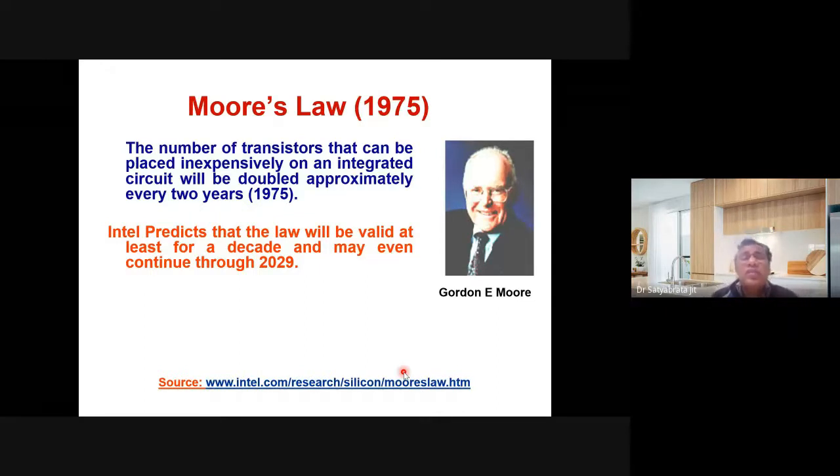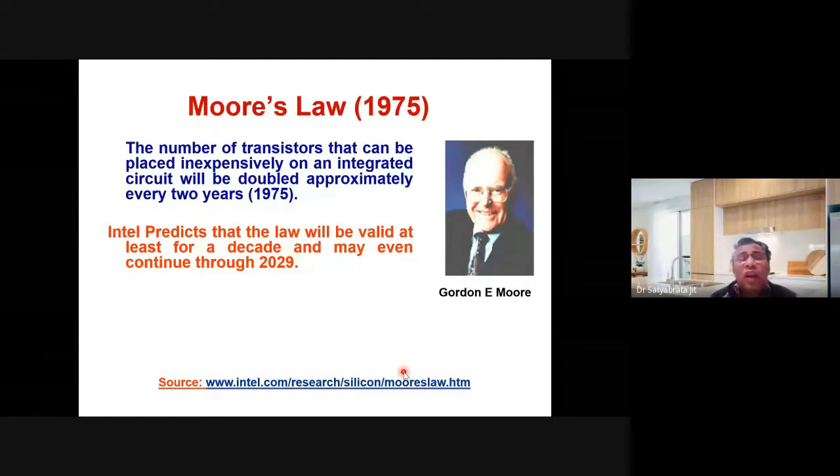law in 1965. It was Moore who predicted that the number of transistors in an IC will be twice every year. Okay, and that was followed between 65 and 75.